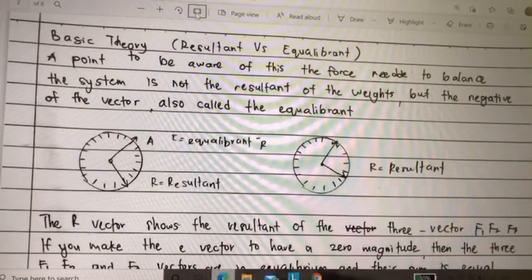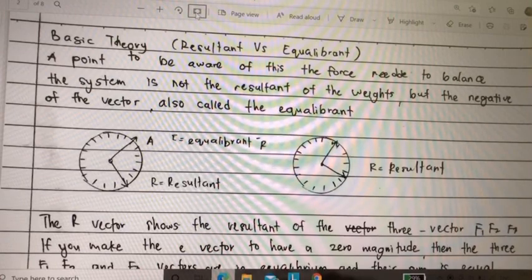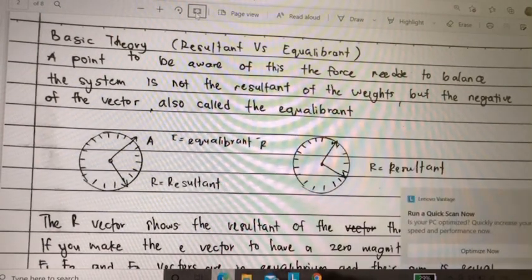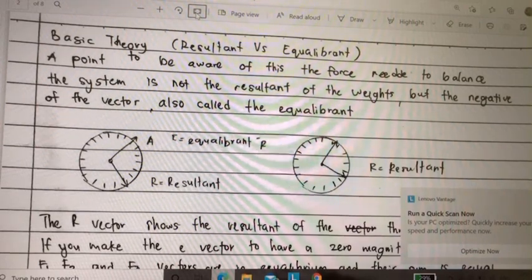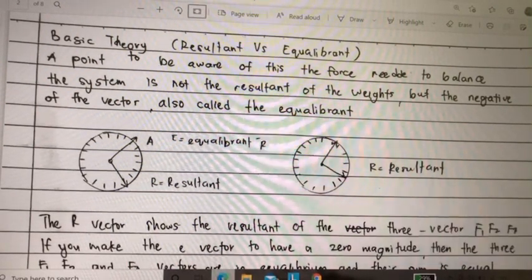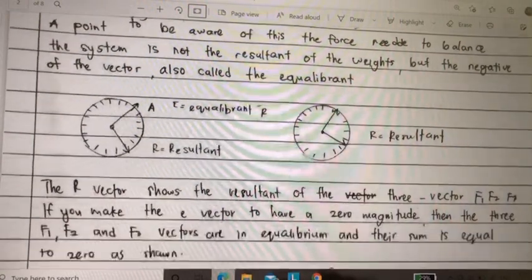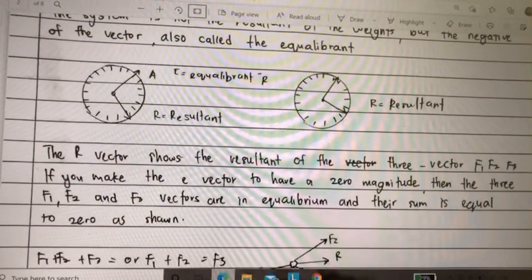Okay, basic theory. Resultant versus equilibrium. A point to be aware of: the force needed to balance the system is not the resultant of the weight, but the negative of the vector, also called the equilibrium. This is the equilibrium and resultant.